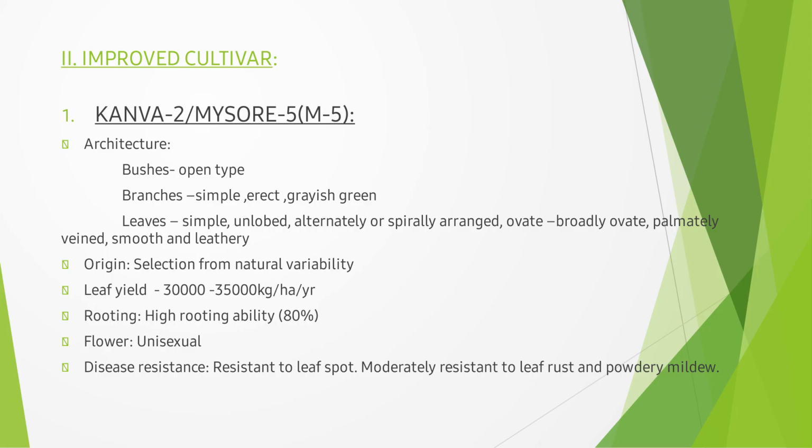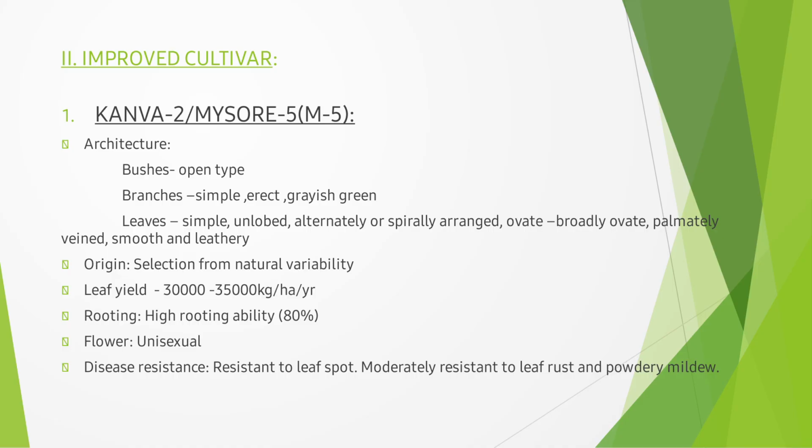The architecture is bushes open type, branches simple, erect, grayish green, leaves simple, unlobed, alternately or spirally arranged, ovate to broadly ovate, palmately veined, smooth and leathery. Origin is selection from natural variability. Leaf yield is 30,000 to 35,000 kg per hectare per year, and rooting ability is high, around 80%. Flower is unisexual, disease resistant, resistant to leaf spot, moderately resistant to leaf rust and powdery mildew.